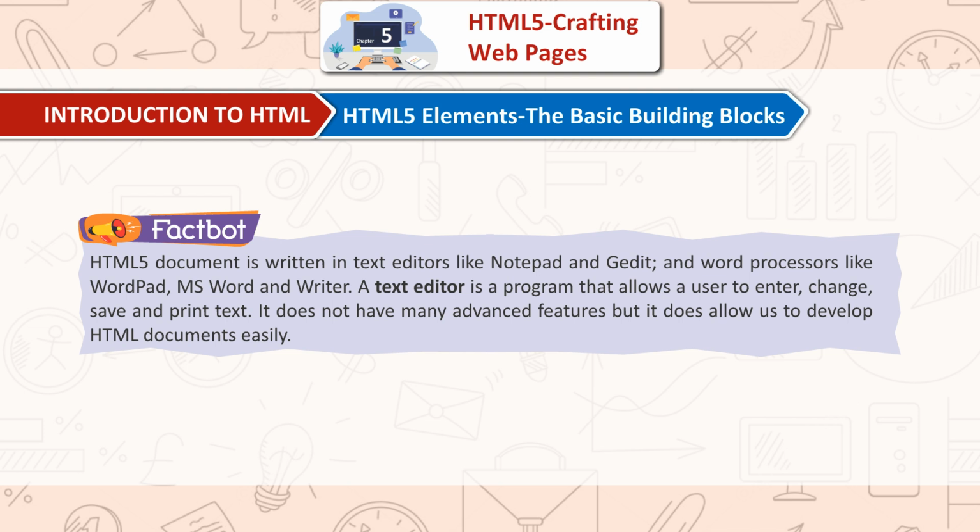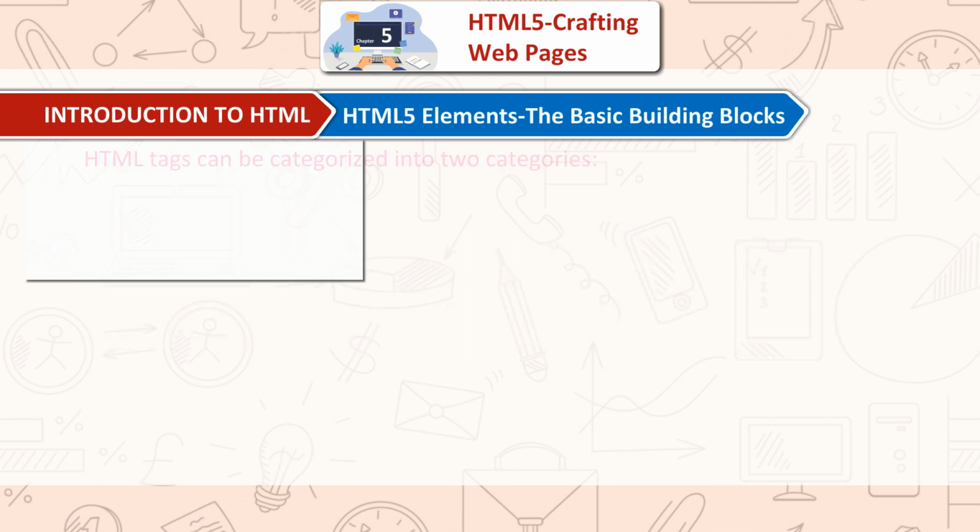FactBot. HTML5 document is written in text editors like Notepad and Gedit, and word processors like WordPad, MS Word, and Writer. A text editor is a program that allows a user to enter, change, save, and print text. It does not have many advanced features, but it does allow us to develop HTML documents easily.